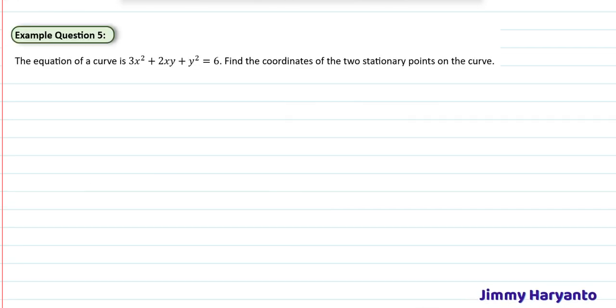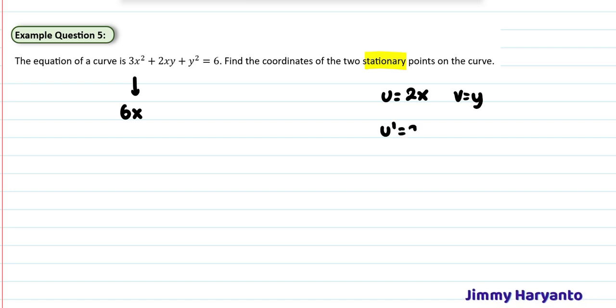Next is example question 5. You have to find the two stationary points on the curve. Okay, let's differentiate it first, because we have to find the stationary points. That means dy over dx equals 0. You differentiate the 3x squared, it will become 6x. And then for the 2xy, you will use uv, because we have the multiplication of 2x and y. That means u prime equals 2, v prime equals 1. The formula is u prime v plus uv prime.